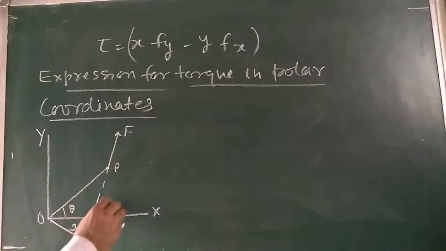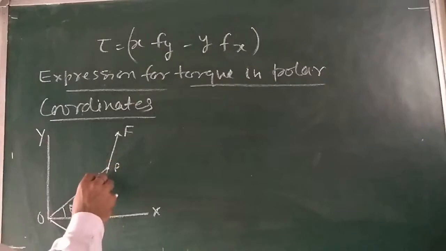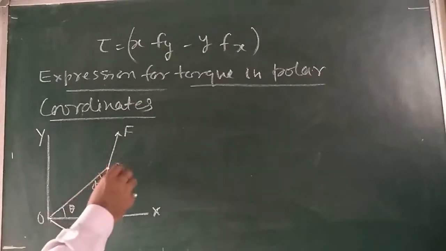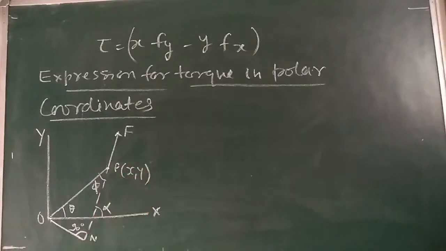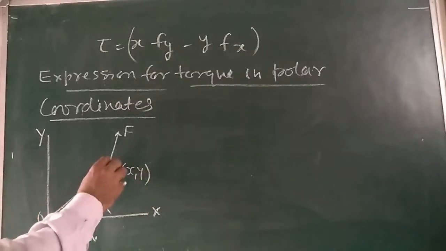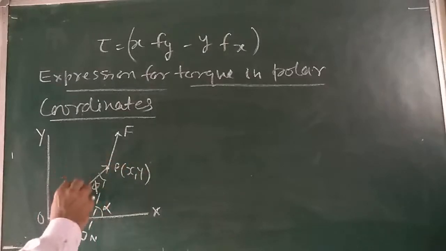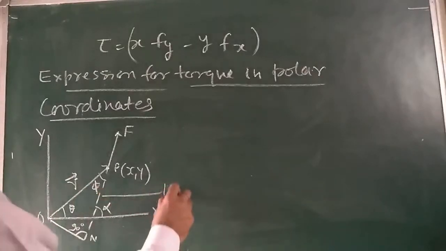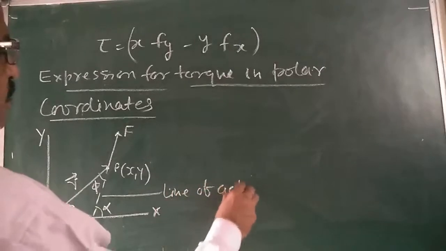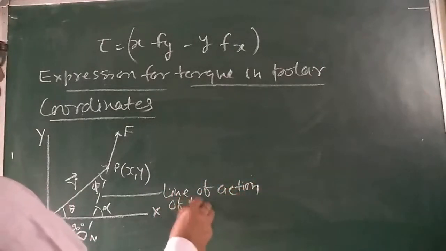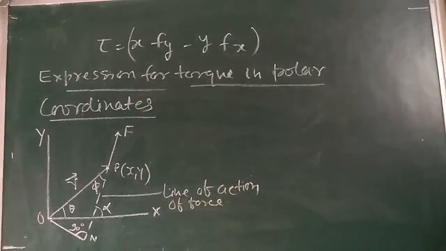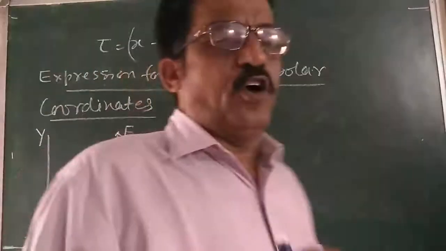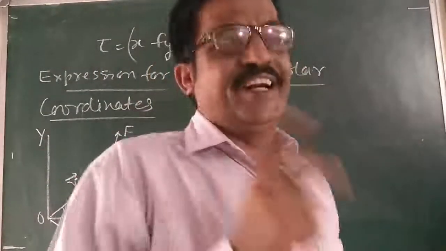This line of action of force makes an angle alpha with the x-axis. Suppose this angle here is phi. The coordinates of the point P are x, y, and the position vector of this point is, say, r, that we have seen earlier. This is the line of action of force. Now, our problem is to find the expression of torque in polar coordinates.